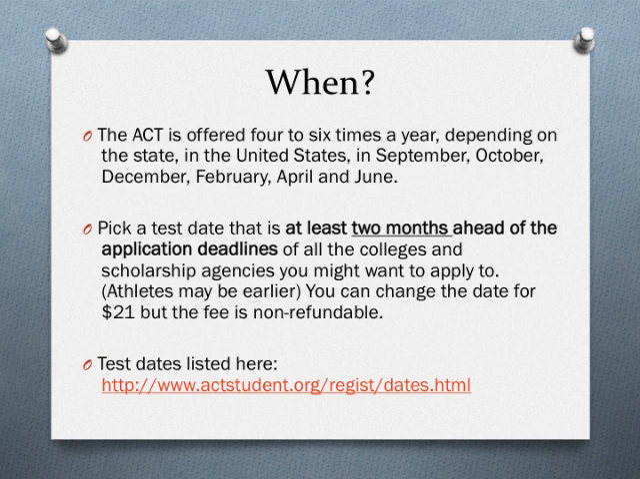The ACT is offered 4 to 6 times a year depending on the state. In the U.S., it's offered in September, October, December, February, April, and June. You should pick a test date at least 2 months ahead of your application deadlines of all colleges and scholarship agencies you may want to apply to. This may be different for high school athletes. You can change the date for a $21 fee, and that is non-refundable. The test dates and sites are listed on their website.